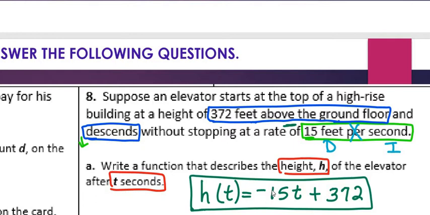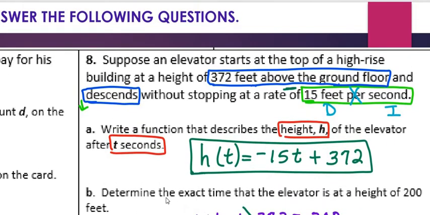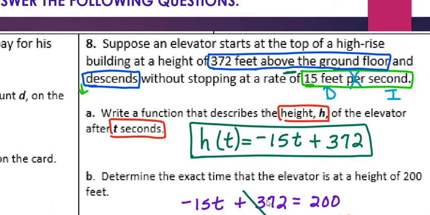We're changing the height every second. We're going down 15 feet per second. Now, when you write your function h of t equals negative 15t plus 372, the next question says determine the exact time the elevator is at a height of 200 feet. I'm going to set this equal to 200 right here.